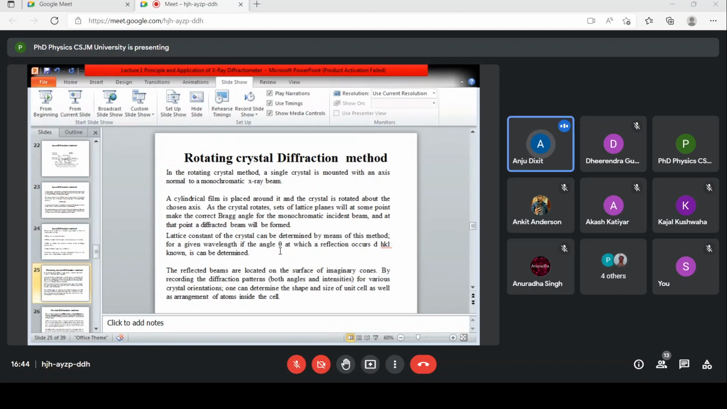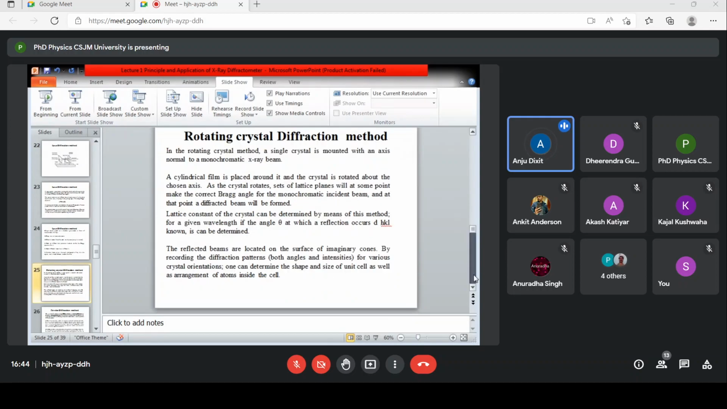So lattice constant of crystal can be determined by means of this method for a given wavelength. If angle theta at which a reflection occurs, the HKL known, it can be determined. So the reflected beams are located on the surface of imaginary cones. By recording the diffraction pattern, both angles and intensities for various crystal orientations, one can determine the shape and size of the unit cell as well as an arrangement of atoms inside the cell. So it is different from Lloyd diffraction method. इस केस में मोनोक्रोमेटिक वेवलेंथ ही सिंगल क्रिस्टल के साथ इंटरेक्ट करती है, इससे हम लैटिस कांस्टेंट को निकाल सकते हैं.